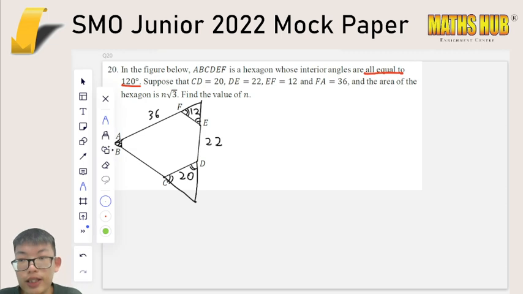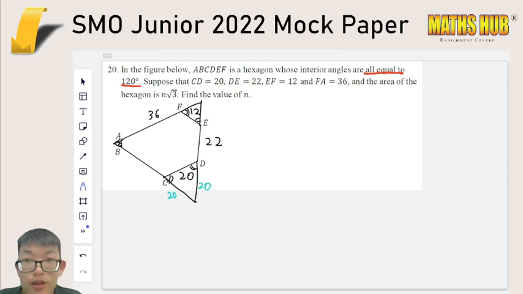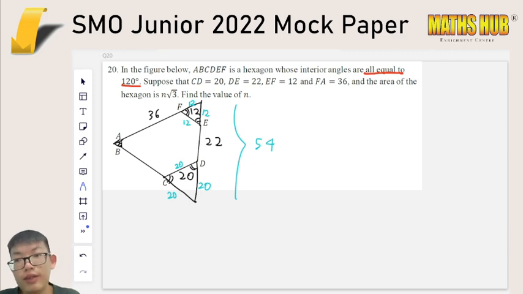So that's really good because I can start to use all my lengths to label more stuff. This is all going to be 20. These are all going to be 12. And that means I know the side of the equilateral triangle. Right? 12 plus 22 plus 20 is 54. So that means that 54 minus 36 minus 12 is 6. This small triangle has length 6. And then 54 minus 20 minus 6 is equal to 28. So this length is 28. Now, that's half the question done.